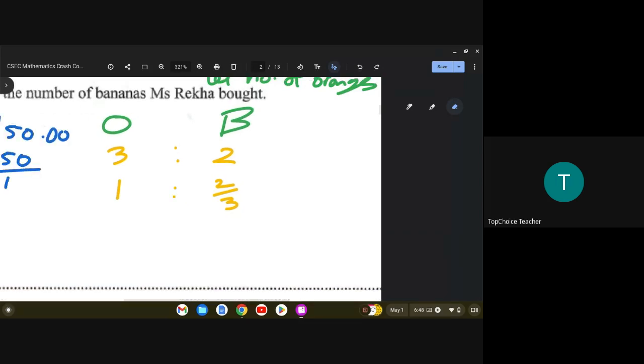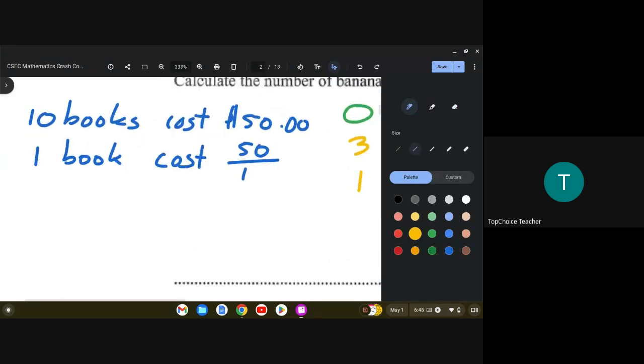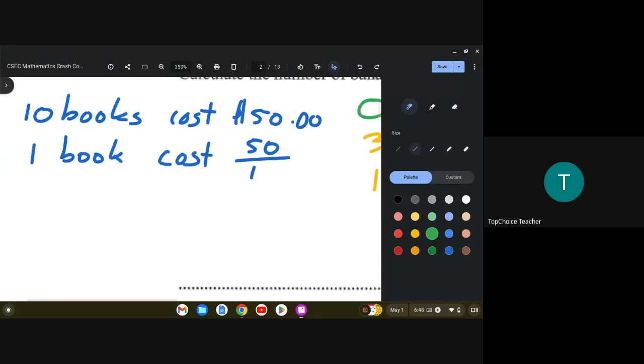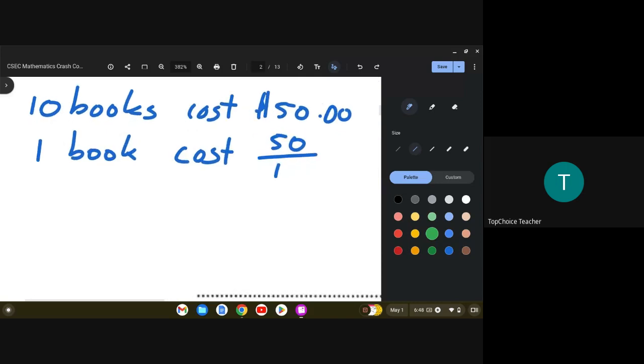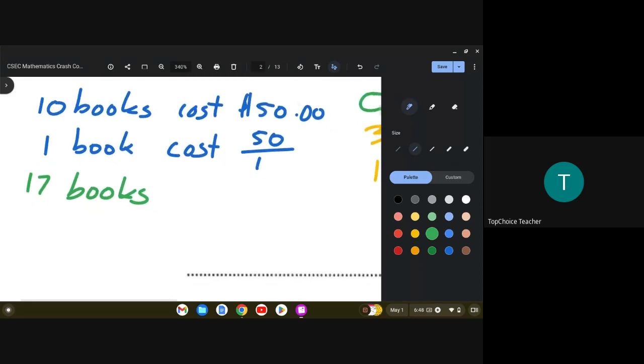Now, I will actually show you why I did that by this. So now that we know the cost of one book, guys, let's look at this. How much would 17 books cost? Can you all figure out how to figure out? I just make up this number. 10 books cost $50. One book would cost $5, right? This is $5.